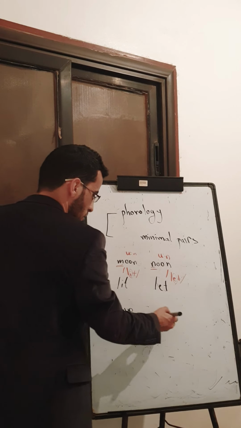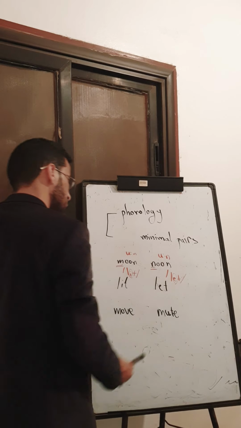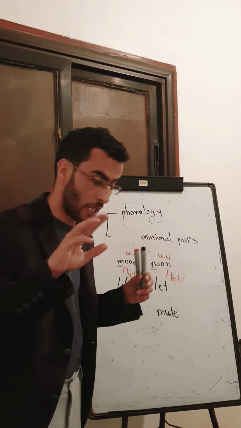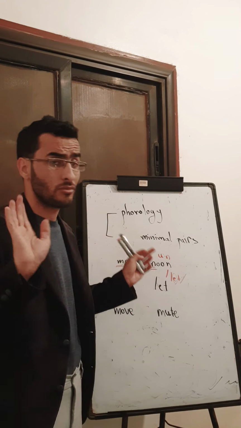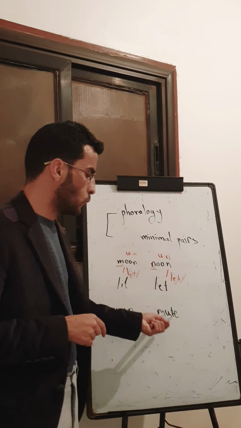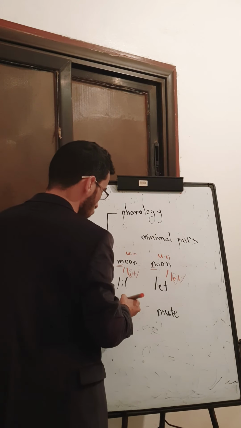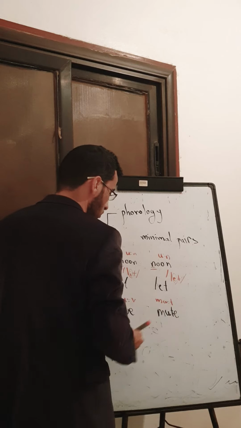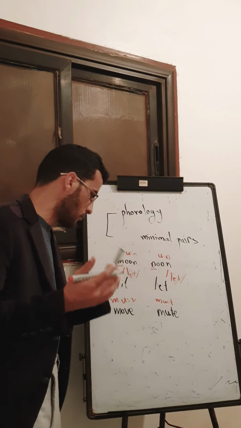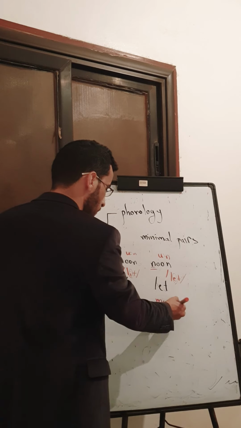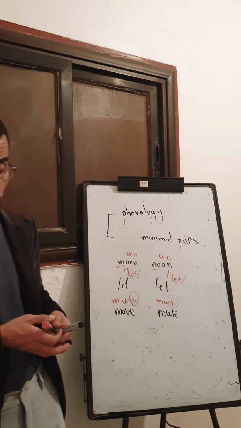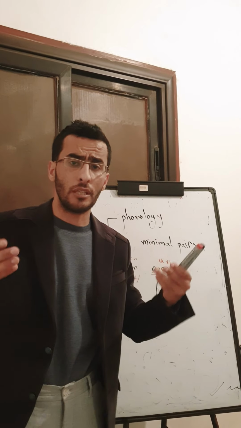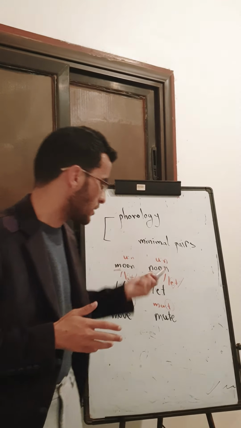For example, move and mood. We have nothing to do with the letters, only the sounds. Move and mood. We consider it in a different way in the final. They made minimal pairs to clarify phonemes more and more. This is minimal pairs.